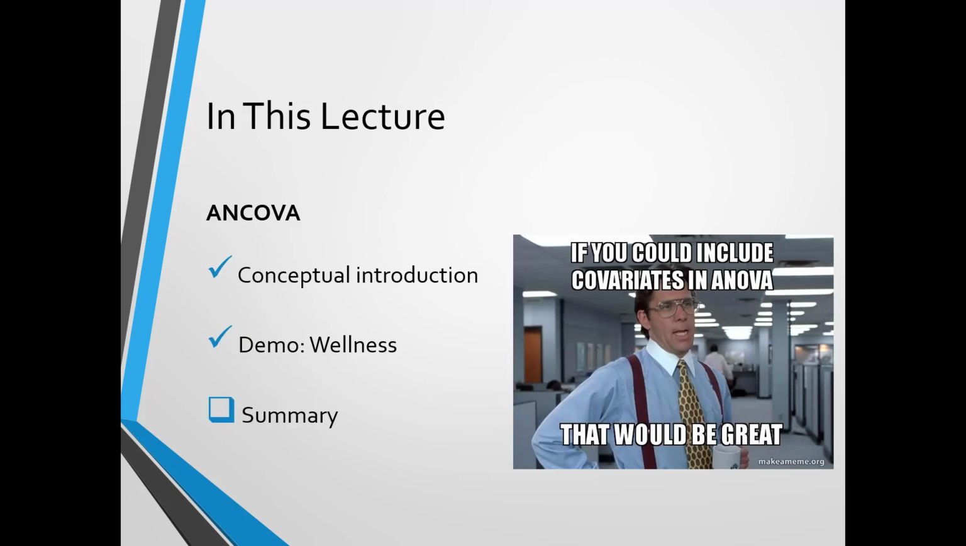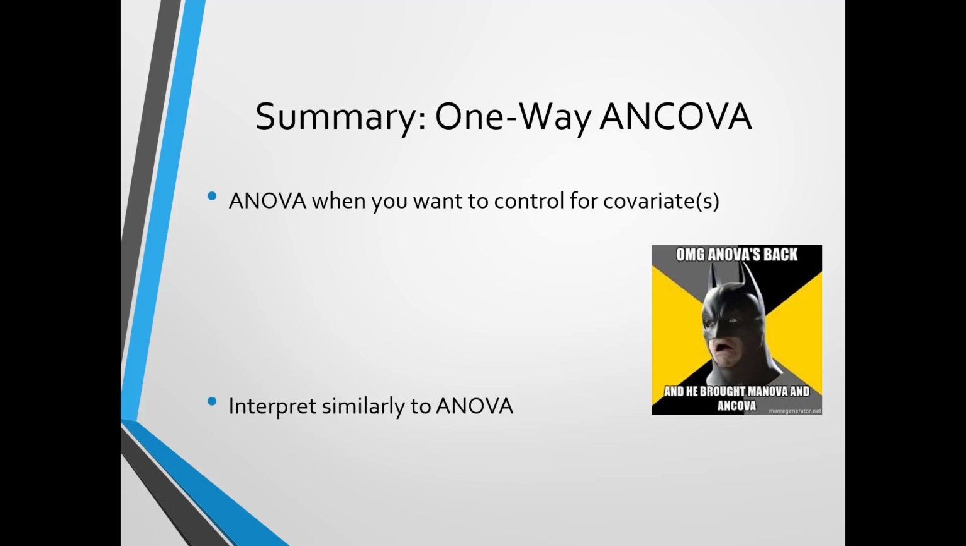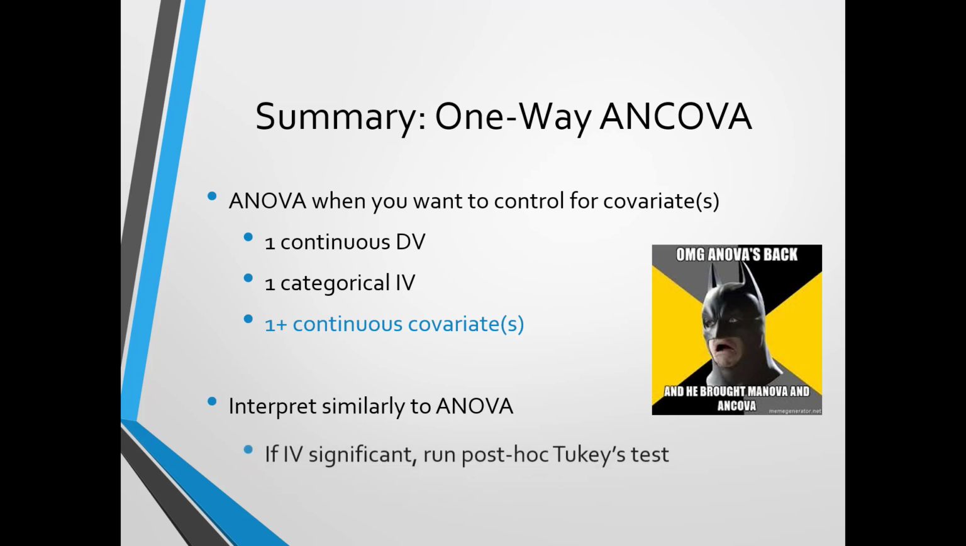Great job today learning about ANCOVA. And a quick summary. What is one-way ANCOVA? It is basically one-way ANOVA when you want to control for continuous covariates. You would have one continuous DV and one categorical IV as before, so that's the one-way ANOVA setup. But in this instance, you can control for one or more continuous covariates and take out their effects from your dependent variable before testing for the effect of your categorical IV. That is pretty cool. The interpretation is very similar to ANOVA, and if you have a significant independent variable, then you want to run the post-hoc Tukey's test to figure out where the mean differences were.